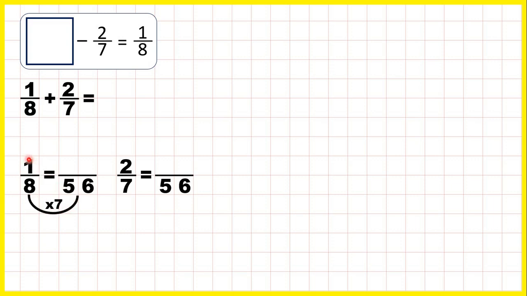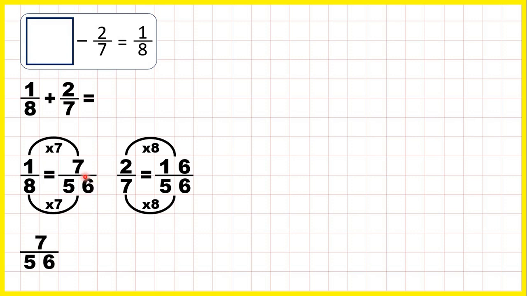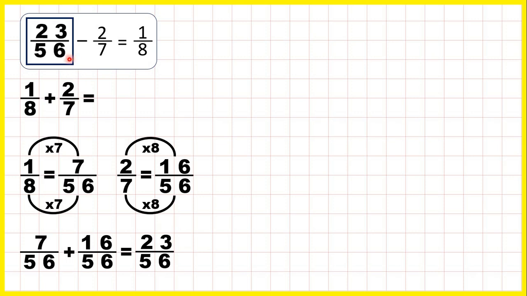8 times 7 is 56, 1 times 7 is 7, 7 times 8 is 56, 2 times 8 is 16. So instead of 1/8, we can write 7 over 56, and instead of adding 2/7, we can add 16 over 56. The denominator stays the same in our answer, and 7 plus 16 is 23. So our answer is 23 over 56.